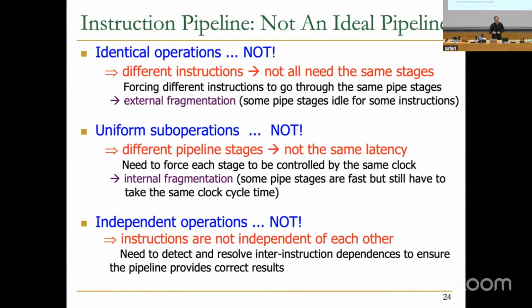So basically, you need to detect and resolve inter-instruction dependencies to ensure the pipeline provides correct results. So our pipeline that we built is not correct yet. It is correct under some conditions where instructions are all independent of each other and memory is one cycle quick. There's no stalling condition, basically. So this leads to pipeline stalls, meaning the pipeline is not always moving. There will be conditions under which the pipeline stops.